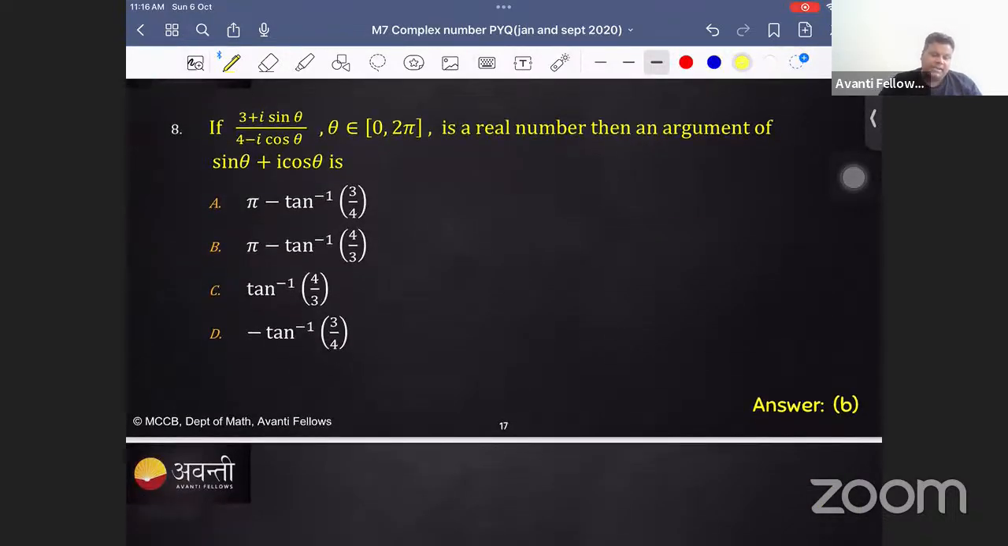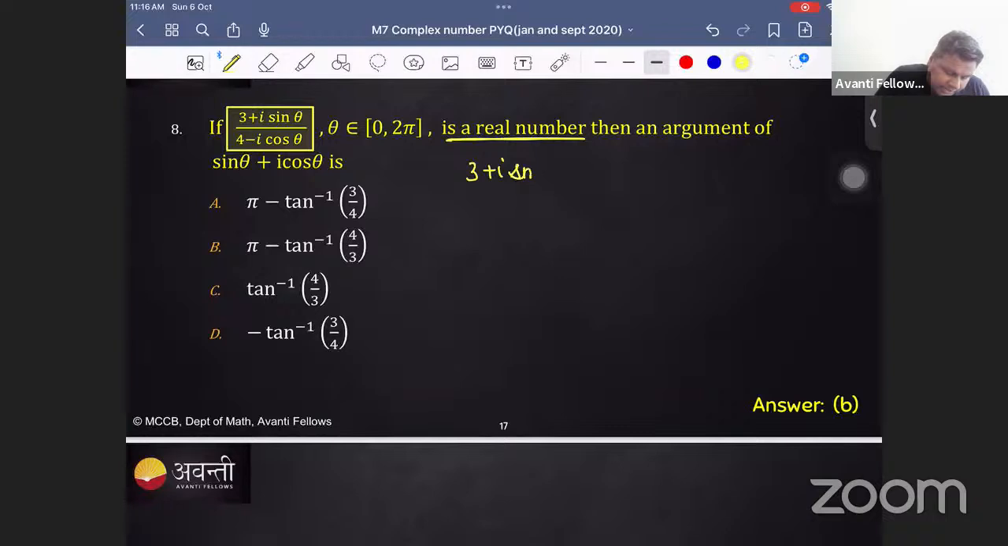See this one. They are saying (3 + i sin θ)/(4 − i cos θ), θ lies between 0 to π, is a real number, then an argument of cos θ + sin θ + i cos θ is. Alright. So let's do how do we do it. They are saying that this complex number is a real number.